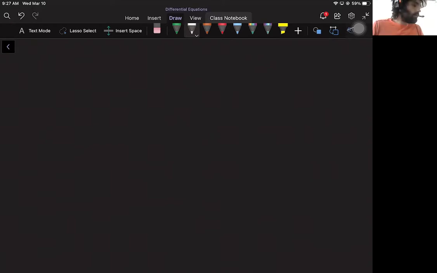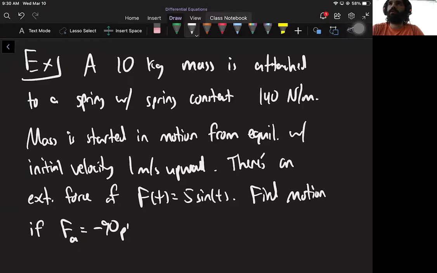Yes, let me pause again. Okay, so here is the next problem. Again, a 10 kilogram mass is attached to a spring and the spring constant will be 140. You should recognize that as something we got earlier in the first problem. And then here are our initial conditions. We're starting it from equilibrium with initial velocity at 1 meter per second upward.